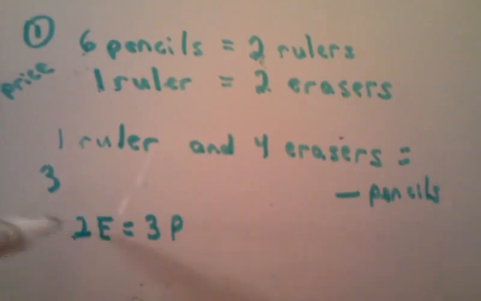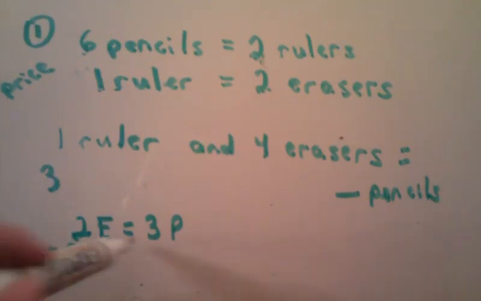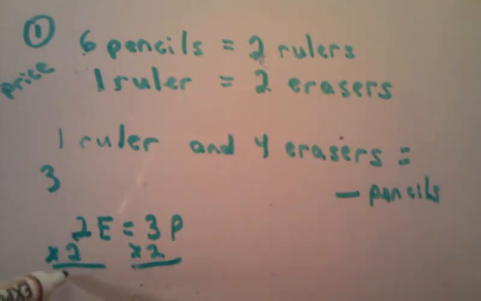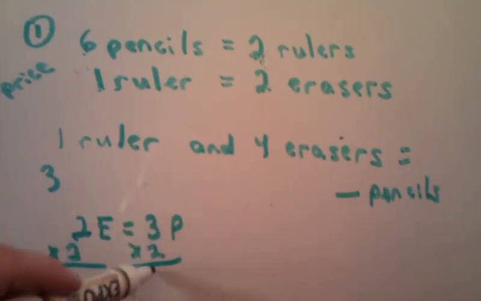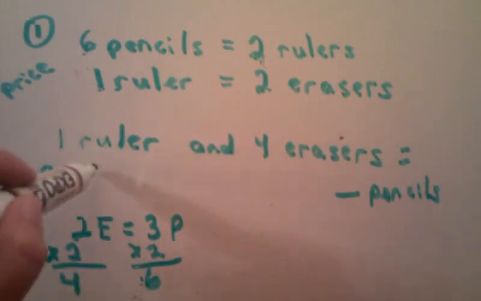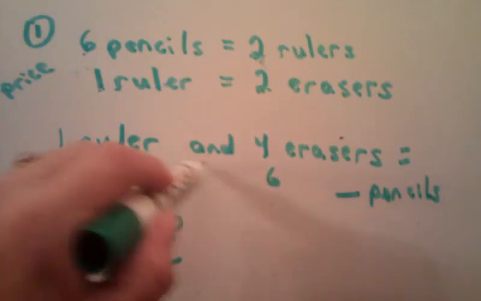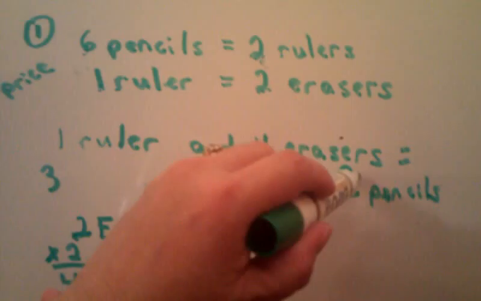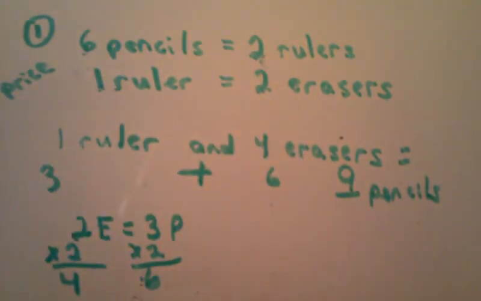Well, if this is 2 erasers, to get to 4 I have to multiply this by 2, right? And if I multiply this times 2, I have to multiply this times 2. 2 times 2 is 4. 3 times 2 is 6. So this is 6 pencils. That's 6 pencils. And means plus. 3 plus 6 is 9. That one's a little more tricky, wasn't it? Okay, let's look at number 3.